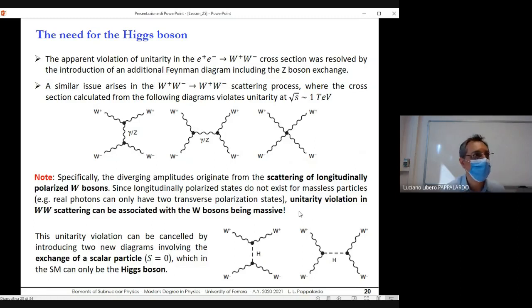So again, as we did already for the neutral currents, the unitarity violation was cancelled by the introduction of a new object, which has to be a scalar boson, so with spin equal to zero, which in the standard model can only be the Higgs boson. So once you introduce the Higgs boson, just to cure the anomaly of this process, your theory becomes consistent, your cross-section becomes physical, and your unitarity violation is gone. So we have to take into account also these two additional diagrams.